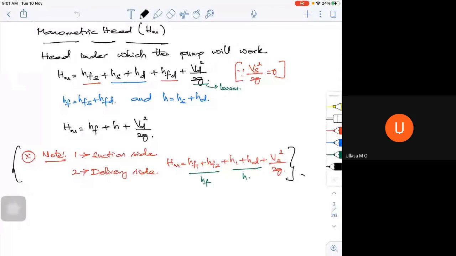Today, we'll try to look into what are the different efficiencies associated with the centrifugal pump.